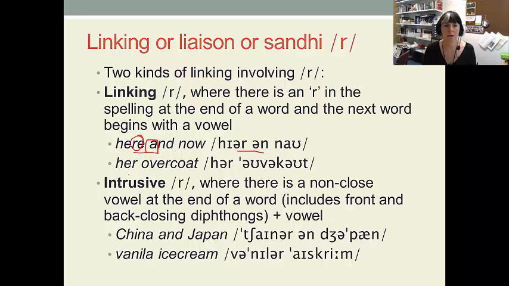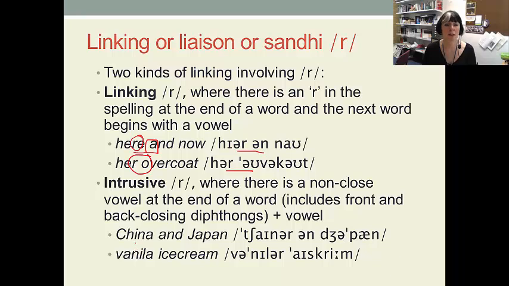Also, we've got the same thing going on in "her overcoat". I'm likely to say the R because the next word begins with a vowel sound. So that's linking R. Intrusive R we get where there is a non-close vowel at the end of a word and the next word begins with a vowel sound. Now this is something that would never happen in American English because if there's no R in the spelling, you just don't say it in American English.